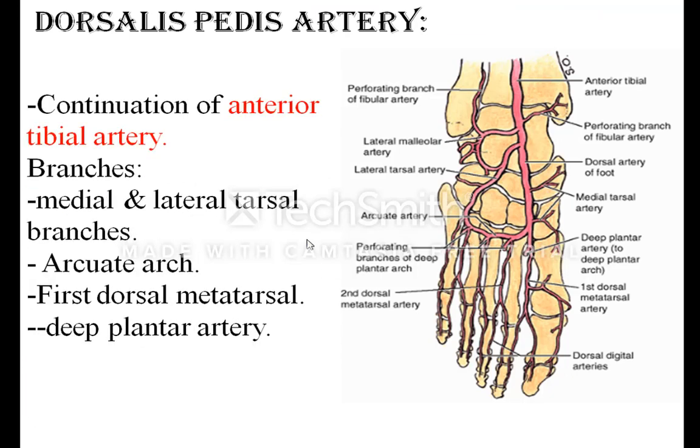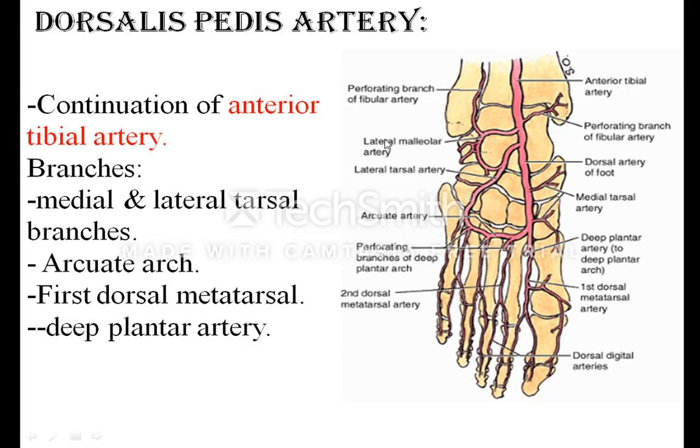So the dorsalis pedis artery is a very important artery that can be palpated in the dorsum of the foot. It's very important in clinical examination to detect if there is any vascular injury to the limb. It's one of the peripheral pulses that are usually checked at hospital. It's a continuation of the anterior tibial artery. The branches are the medial and lateral tarsal branches, the arcuate arch, the first dorsal metatarsal artery, and the deep plantar artery.